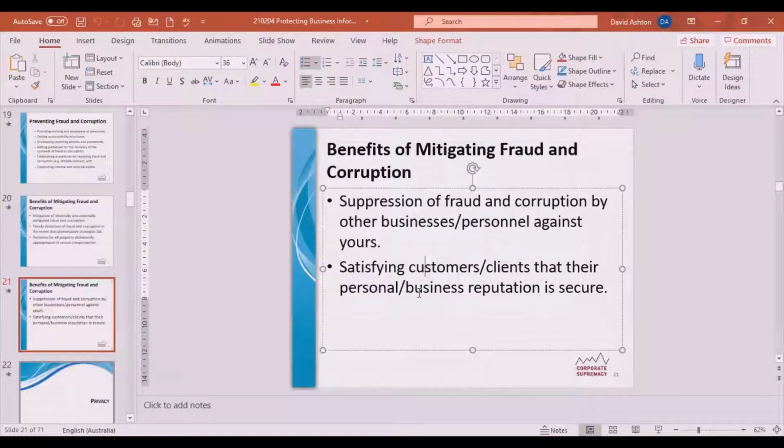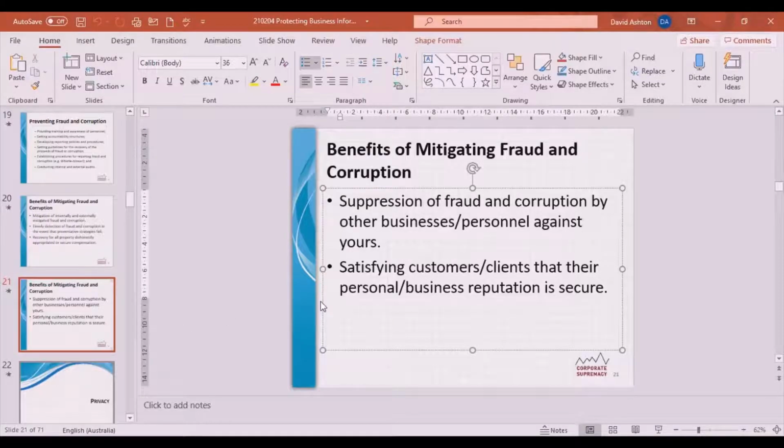So again, depending on the size of your business, this will carry more weight, but I think it's important to put it in place, even if you're just a two or three person or one person operation. Just put in place measures to make sure that the information and resources that you have are adequately protected.